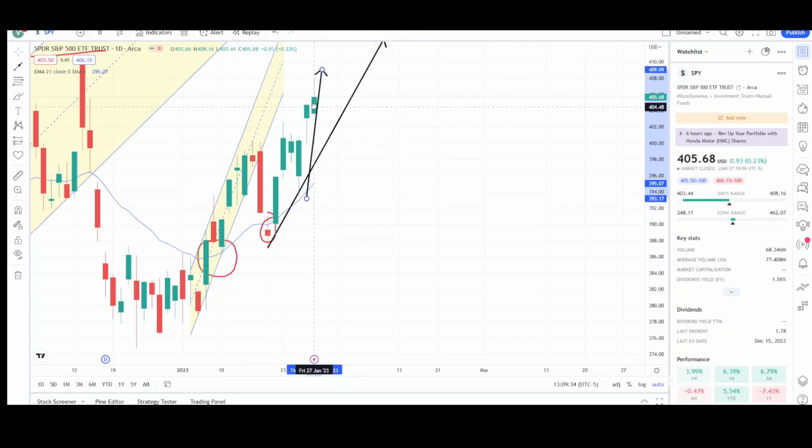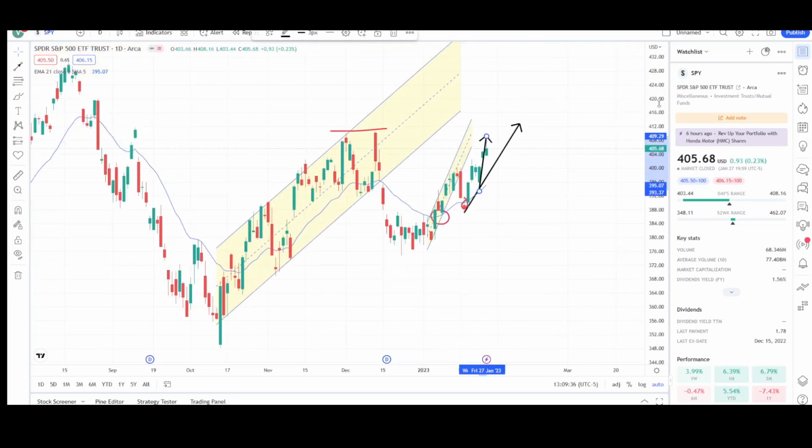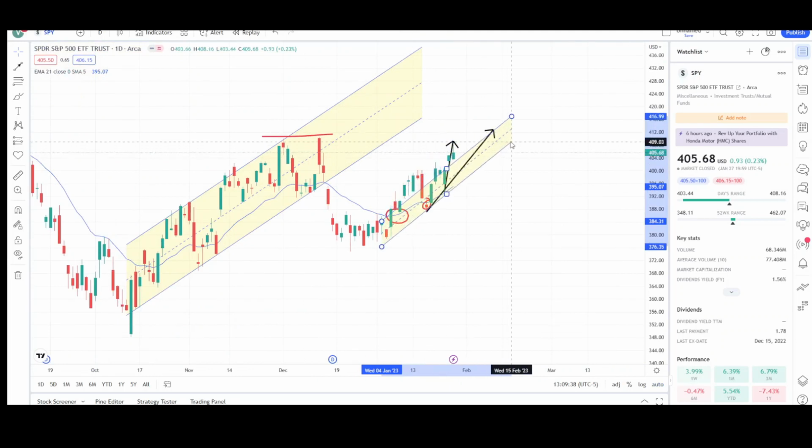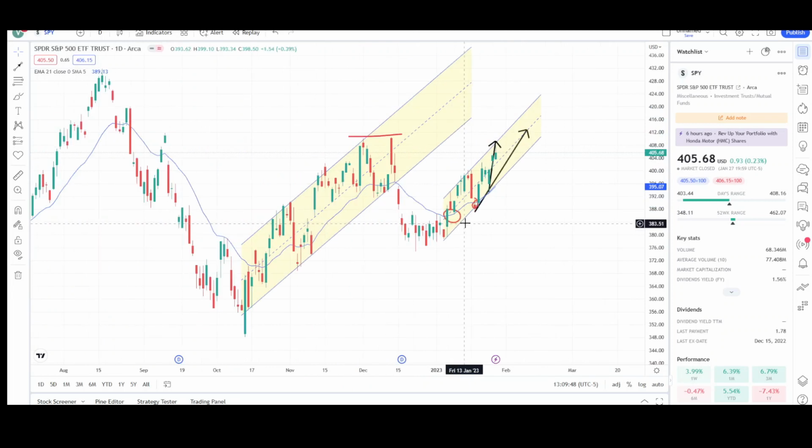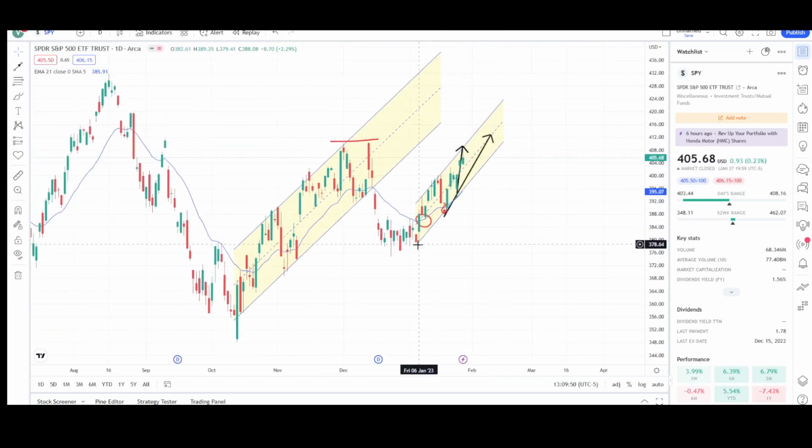Because the measured move was almost reached, and also this channel could be a little bit wider, and we just hit the top of it, which is going to be acting as resistance. So you see the top of the channel also coincides with that little pullback in the candle and the measured move. So basically, price action works on micro and macro scales.